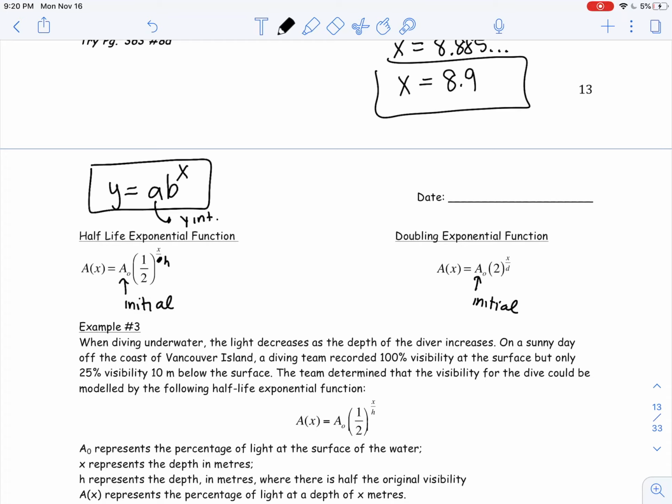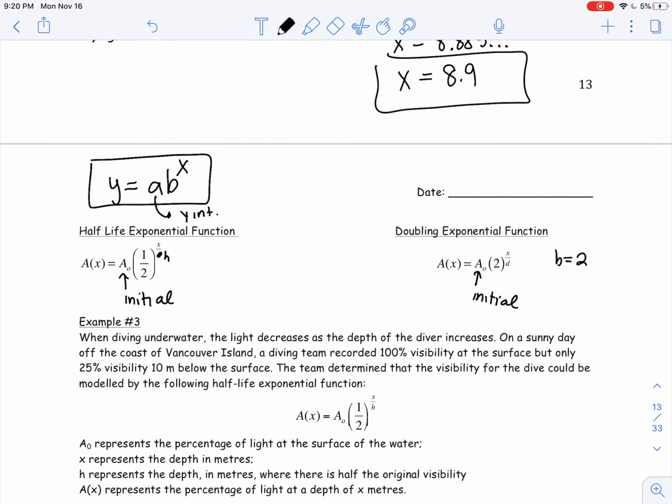Now a half-life means that the B is going down by a half. So let's say you start off at 10, the next number would have been 5 in the sequence, then 2.5, etc. Let's say you have doubling time, then your B value is 2. So let's say you start off at 2, the next would be 4, then 8, then 16, then 32. So you're doubling the number each time to get to your new value. Then your power is going to be x over however long it takes you to get to half-life. So if you start off at 50, how long does it take you to get to 25, half of 50?